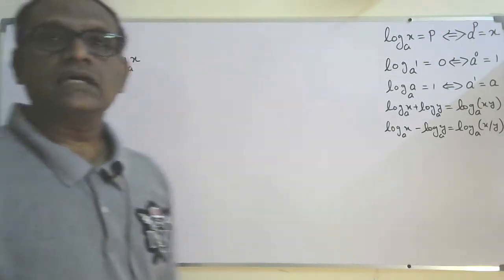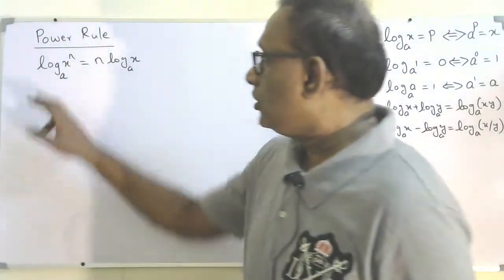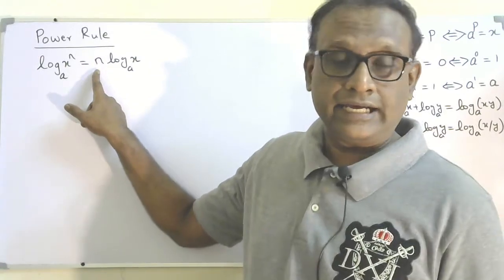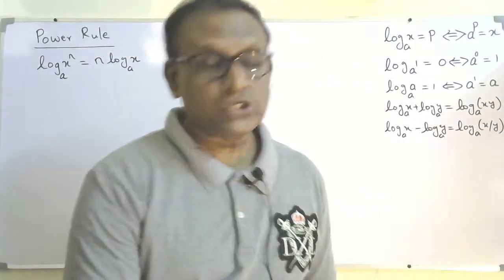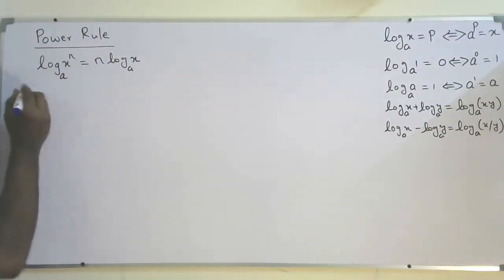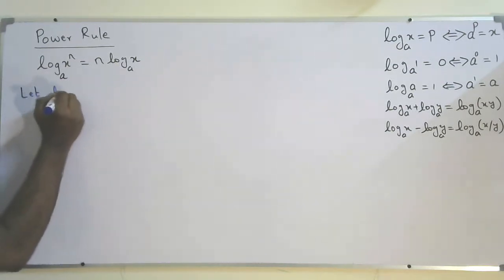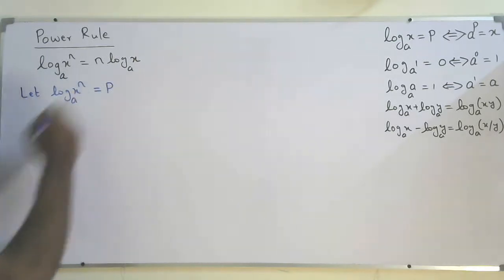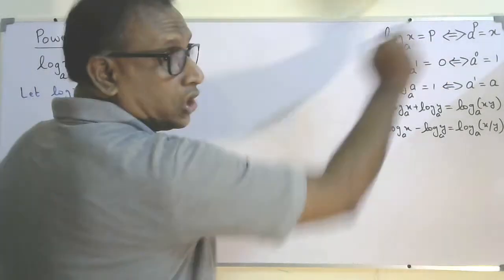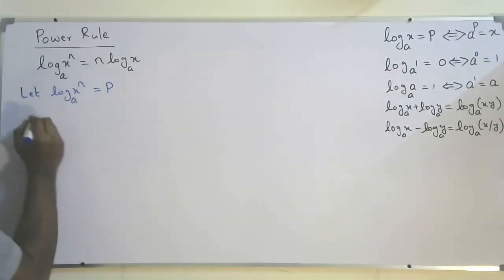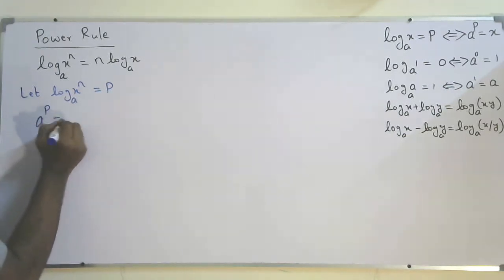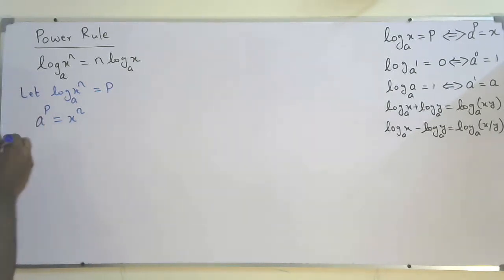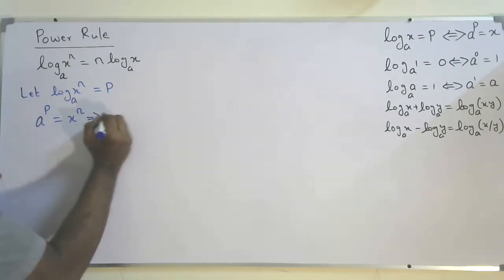Okay, next thing is the power rule. What it says is log a of x to the power n equals n times log a of x. So how do we derive this? Let log a of x to the power n equal p. From the definition of logarithm, I can write a to the power p equals x to the power n. Or the other way, x to the power n equals a to the power p.